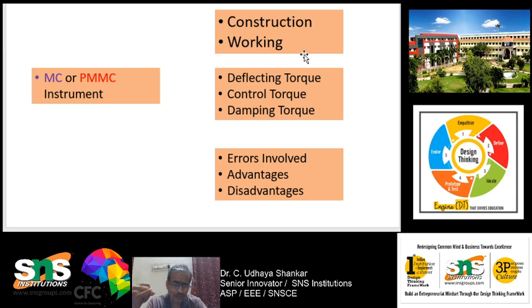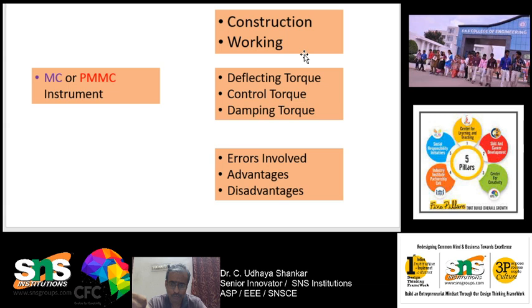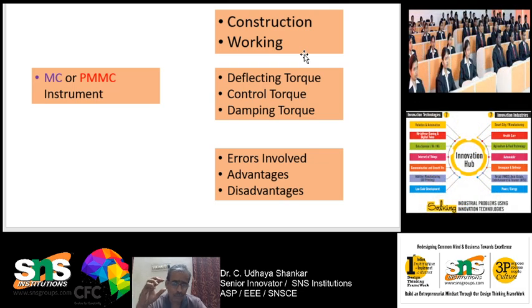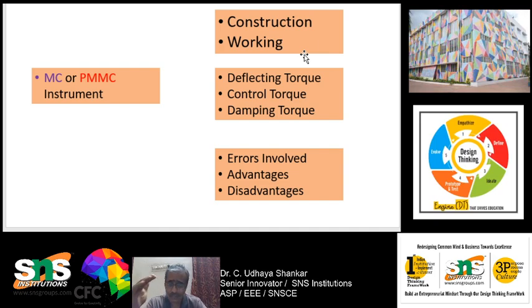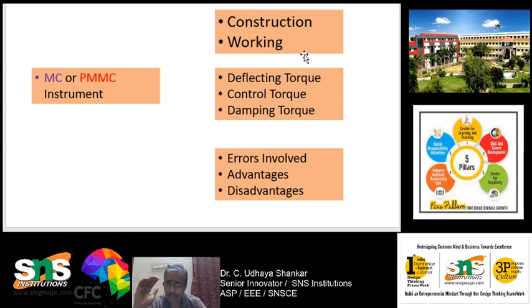A deflecting torque will be proportional to the magnitude of current that is passed to that particular instrument. A control torque is nothing but a spring attached to that particular spindle, and that spindle will control the torque, so that the pointer will settle to a particular value. If the deflecting torque is very high, then the pointer will settle to a high value. If the deflecting torque is of less value, then it will settle to a less value. So the controlling torque plays a very vital role.